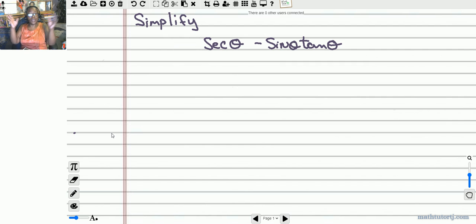Simplifying, you're simply making the big small. And it's very good practice with the trig identities. It's very good practice with learning them. It helps commit them to memory, simplifying the expressions.